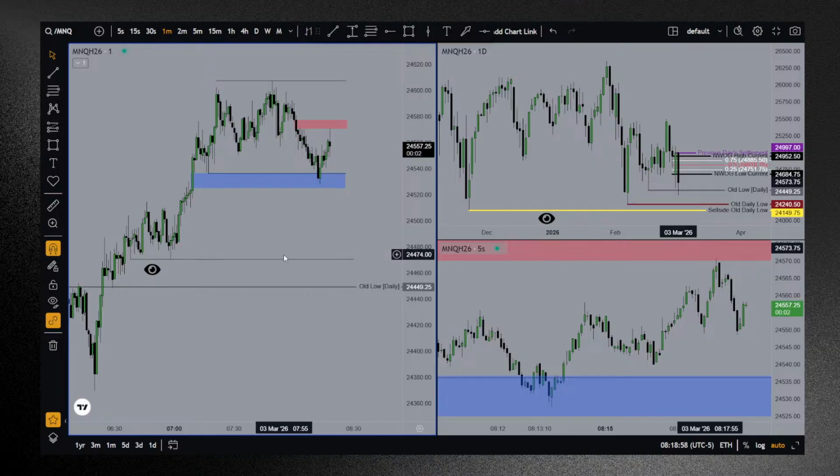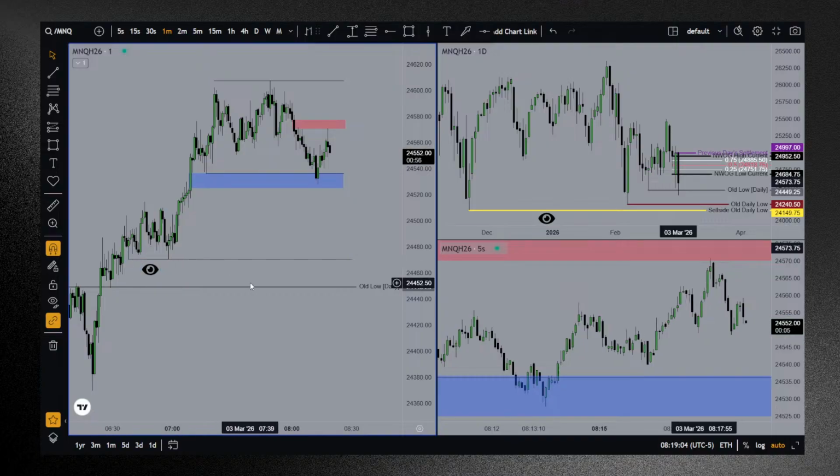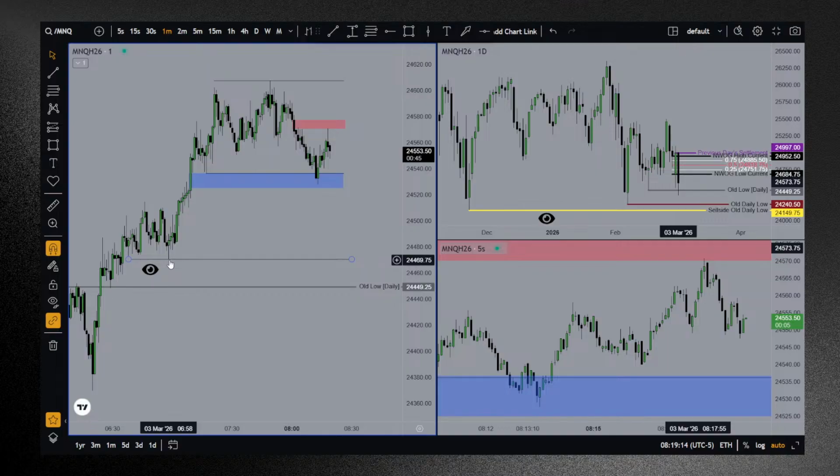By the way, taking into consideration that these relative lows are just above the old low on the daily makes it a very, very strong and solid magnet on price, in my opinion.